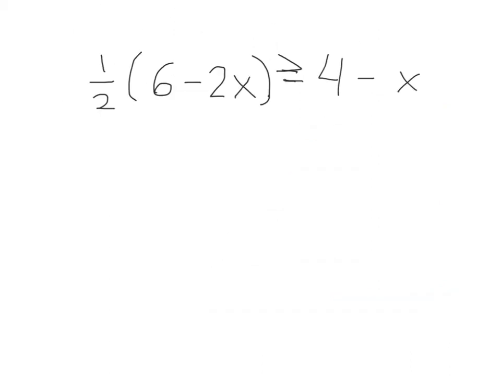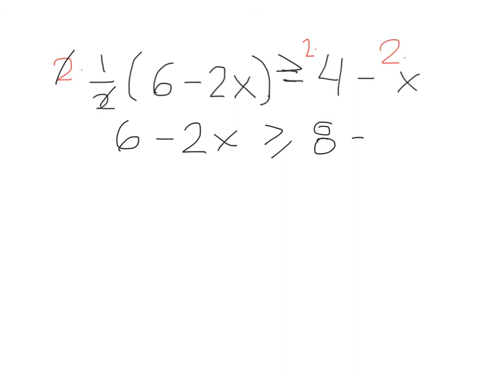For this next example, we start out with fractions. So we want to clear those fractions first. We only have one, denominator 2, so we'll multiply by 2. Not inside the brackets, that 2 will get carried through, but every piece needs to get multiplied by 2. So these 2's cancel, leaving us with 1. We don't have to write the 1, we just have 6 minus 2x on the left there. It's greater than or equal to 2 times 4 is 8, minus 2x.